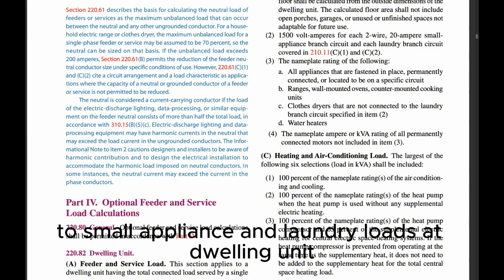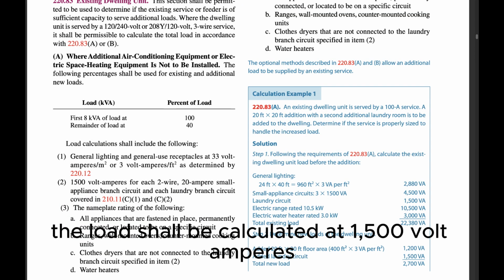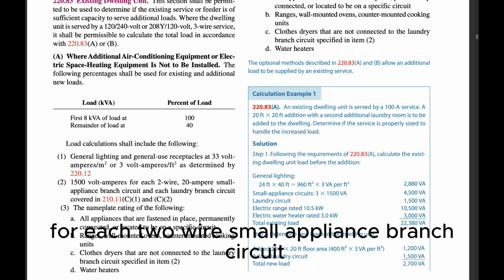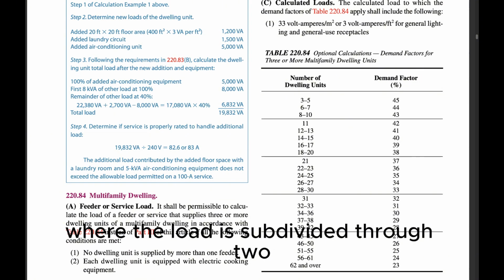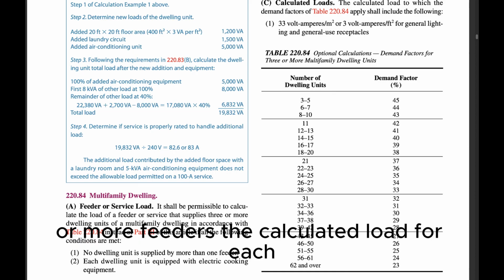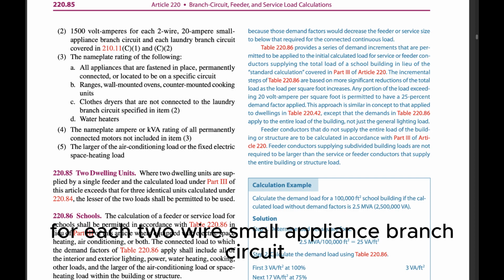220.52 Small appliance and laundry loads, dwelling unit. A. Small appliance circuit load. In each dwelling unit, the load shall be calculated at 1,500 volt-amperes for each 2-wire small appliance branch circuit as covered by 210.11(C)(1). Where the load is subdivided through two or more feeders, the calculated load for each shall include not less than 1,500 volt-amperes for each 2-wire small appliance branch circuit.